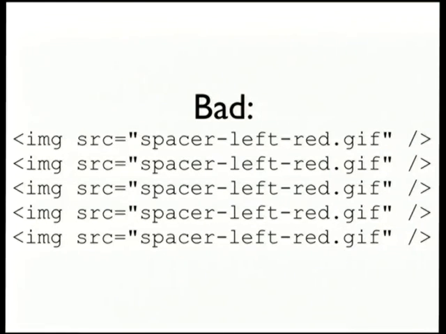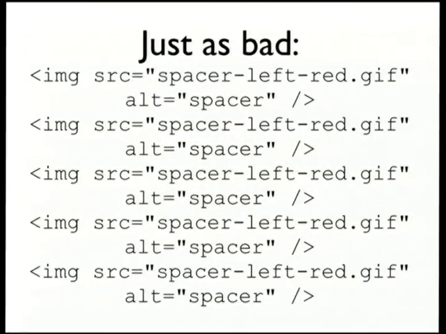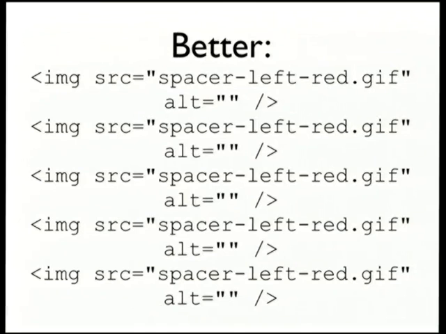It's really annoying. I couldn't get my demo screen reader working, or I would have let you experience how annoying it is. Just as annoying, however: you've got the spacer, you think, I need alt text, I'll just go ahead and describe it as a spacer. Read as "image, spacer, image, spacer, image, spacer." It's really annoying. So do it this way instead.